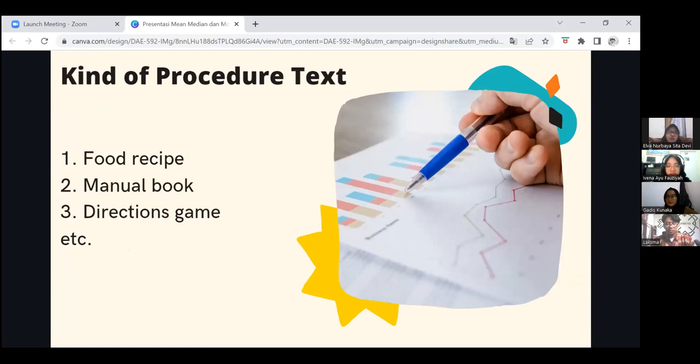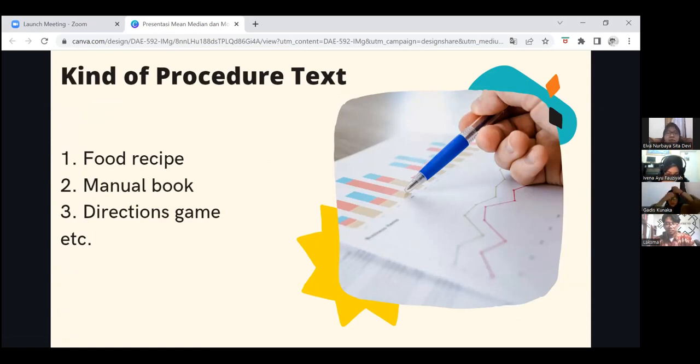There are 3 kinds of procedure text. First is food recipe, second is manual book, and the last is direction game. Food recipe is mostly in a book form, containing cooking guides such as cooking steps and ingredients.